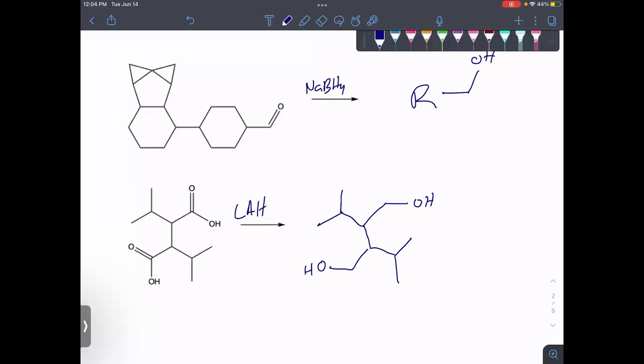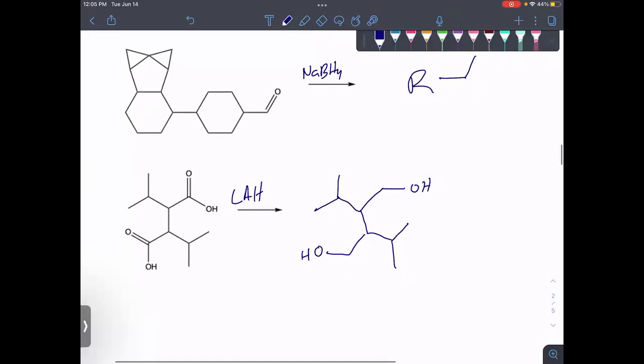For these, you could just memorize what functional group it turns into, but you should be aware of the mechanism because sometimes he'll give you NaBD4 or LiAlD4, and then instead of the H, you would have to replace it with a D. Do you want to see an example?